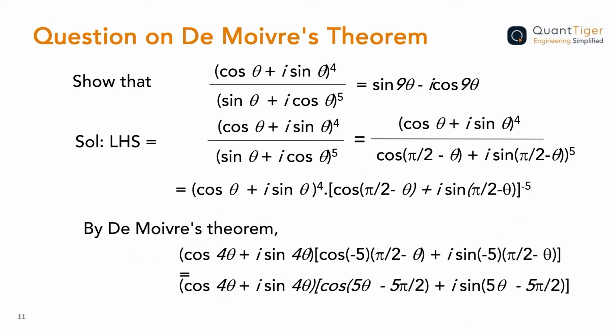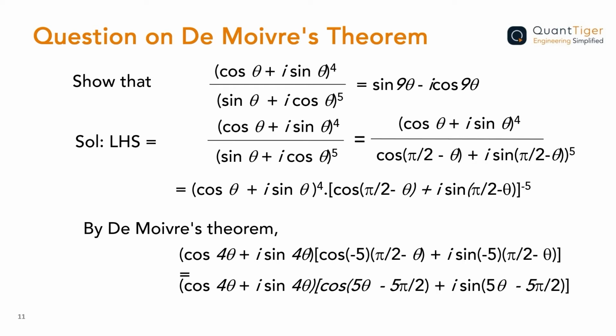Here the given question is (cos theta plus i sin theta) raised to power 4 upon (sin theta plus i cos theta) raised to power 5, and what we have to prove is that it is equal to sin 9 theta minus i cos 9 theta. So first of all, we will start with the left hand side. Now if you look here, its numerator is given in the form of cos theta plus i sin theta.